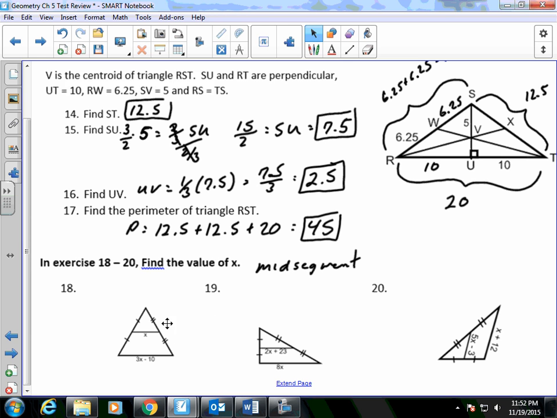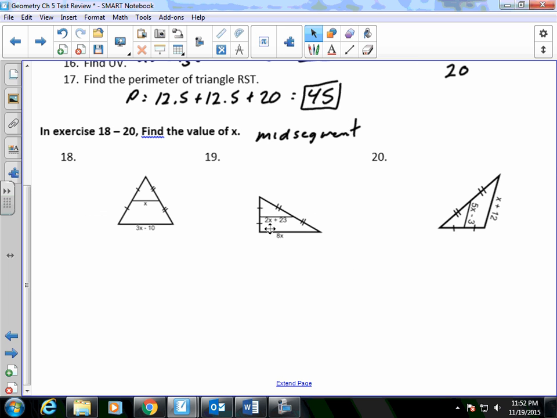And a midsegment, we should remember, is parallel to the side it's opposite of. So this segment here should be parallel with this side down here. And a midsegment is also half the length of the side it's opposite to. So that's the information I need in order to be able to solve these. Since each one of these is a midsegment, then the length of each midsegment should be half of the length of the side that they're parallel to.